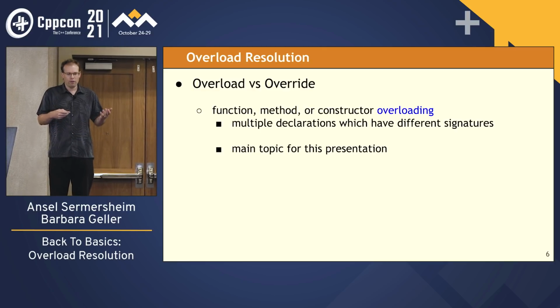So I mentioned function, method, or constructor overloading. And for the remainder of this talk, we're going to just say function overloading because the same rules apply almost universally. This occurs when you have multiple declarations which have different signatures. And this is the main topic for this presentation.